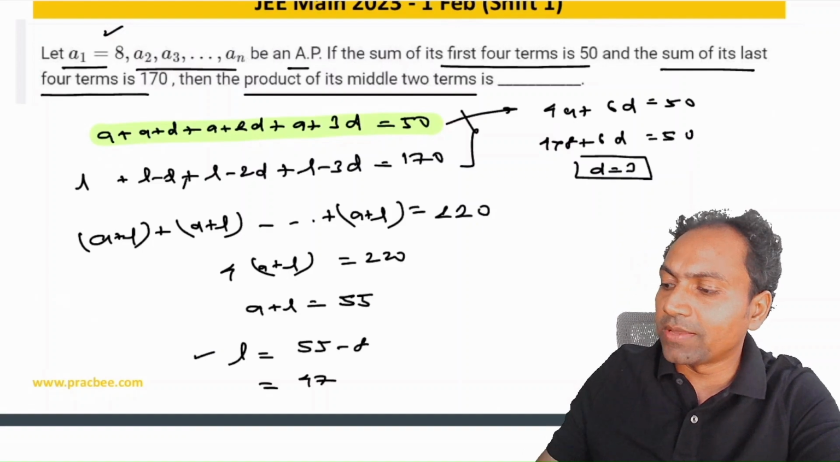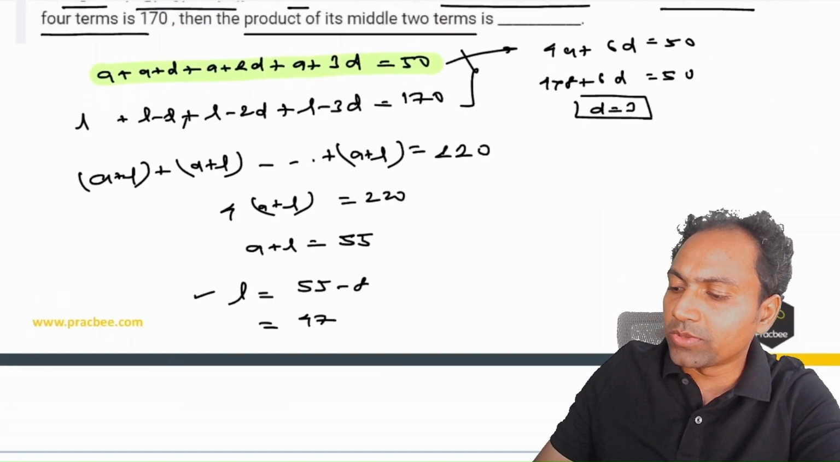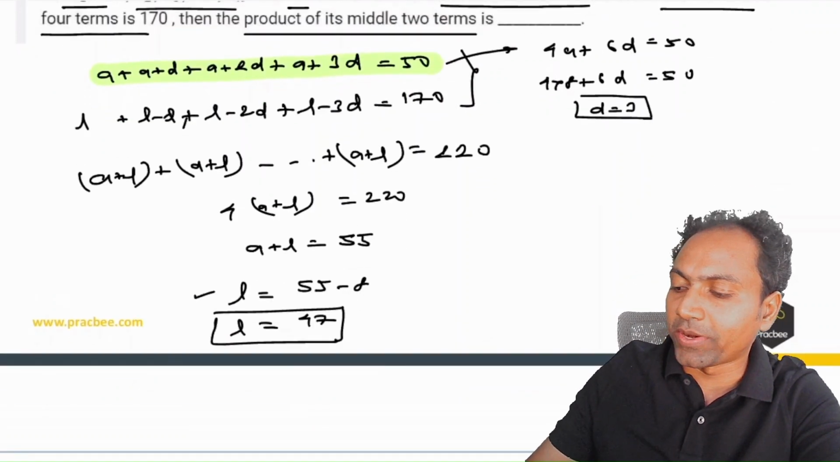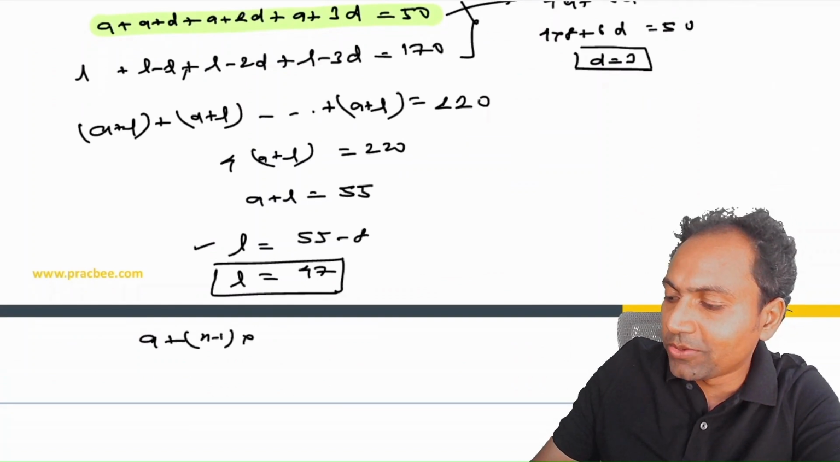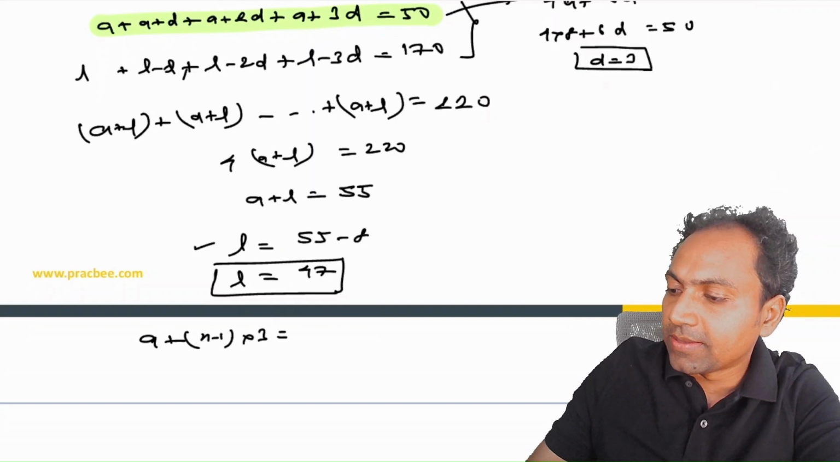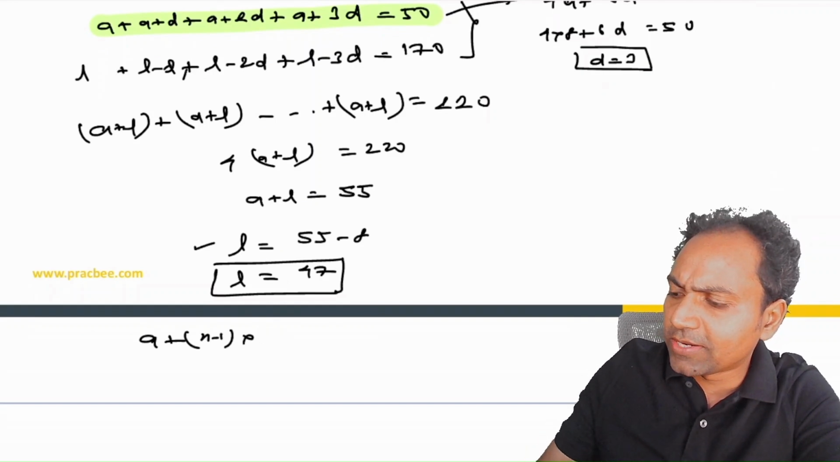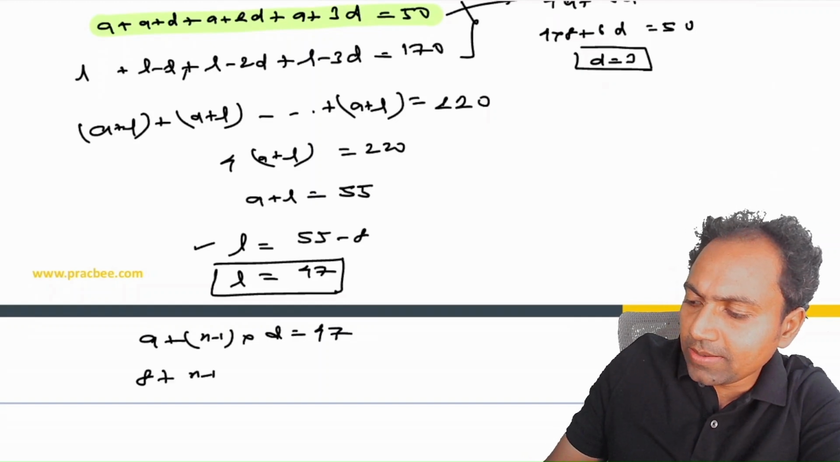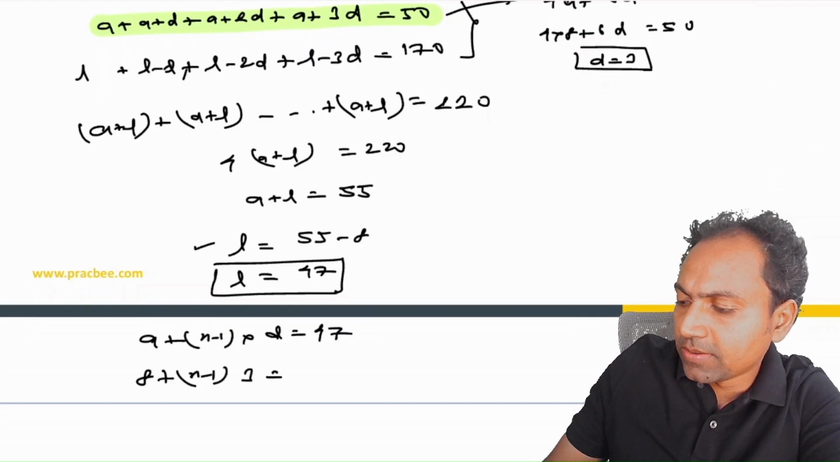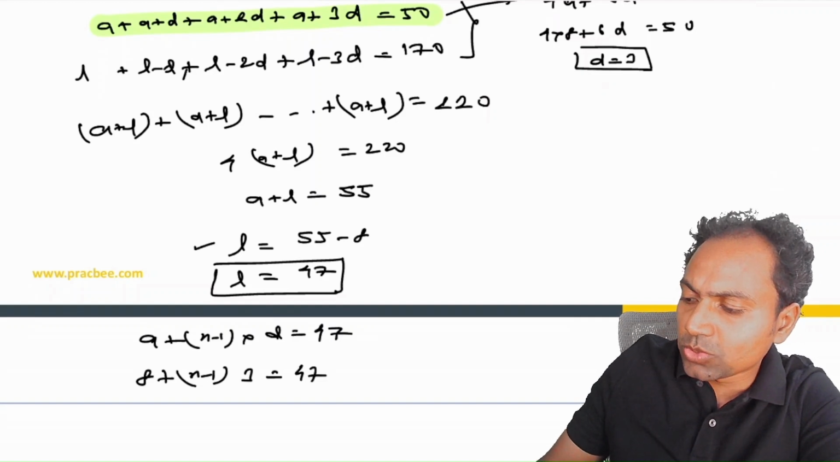Now, in order to find the total number of terms, let us go back to the value of l, the last term, that was 47. If I take a plus (n minus 1) into d, it will be equal to 47. Now let us put in the values: a is 8 and d is 3, equal to 47. Again, you can solve and get the value of n as 16.